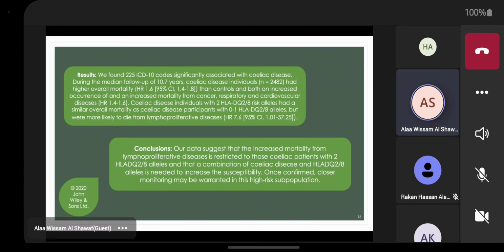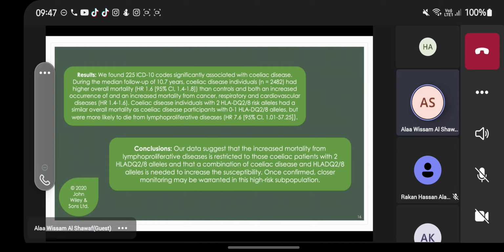Celiac disease individuals with two HLA-DQ2/8 risk alleles had a similar overall mortality as celiac disease participants with 0 or 1 HLA-DQ2/8 alleles, but were more likely to die from lymphoproliferative diseases.